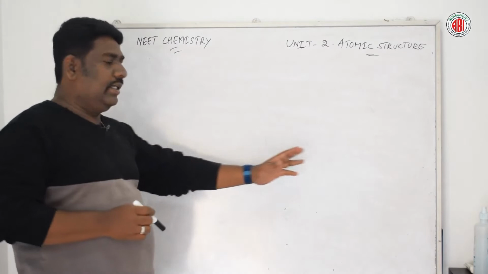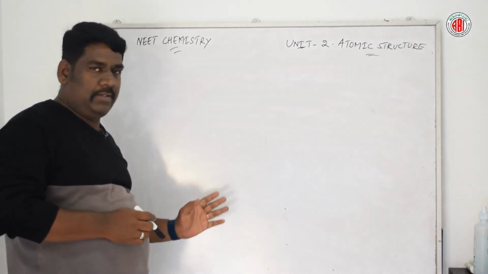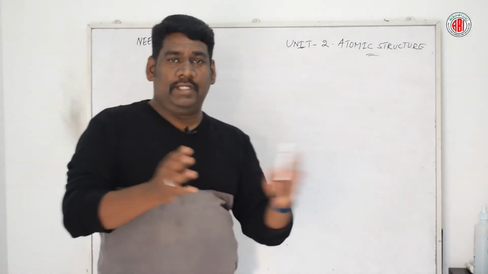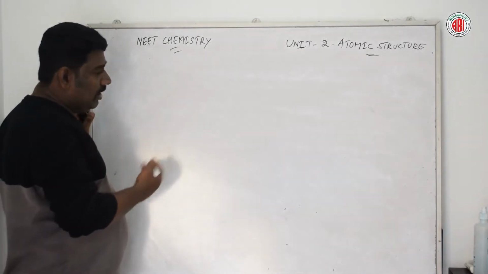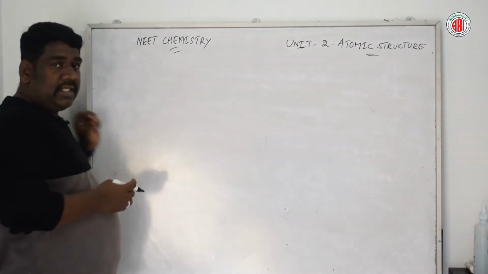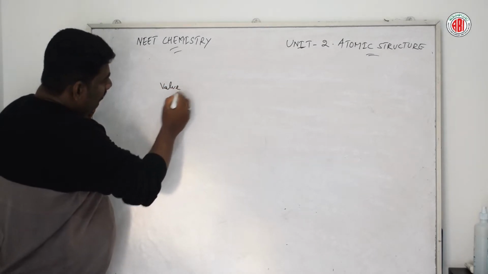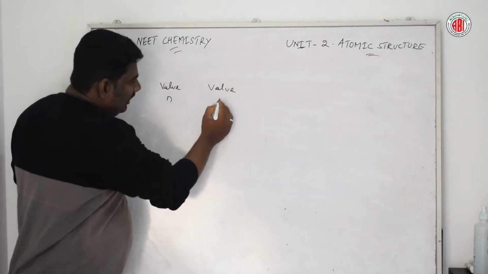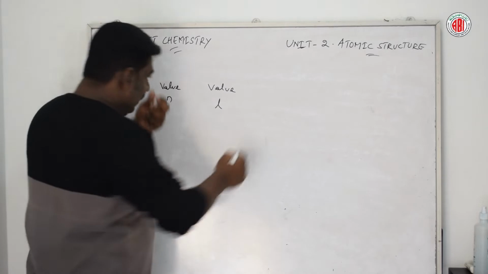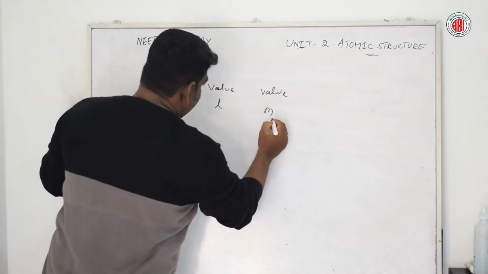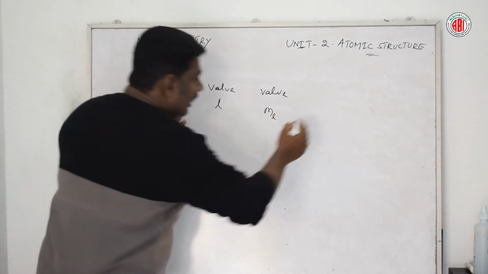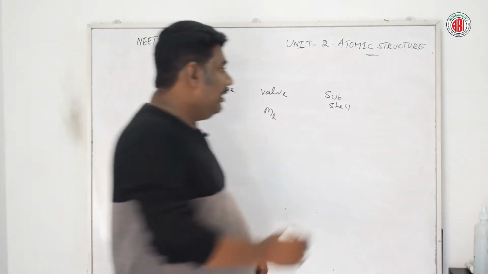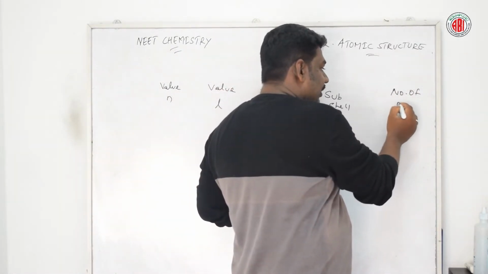Let us talk about the combination of these three quantum numbers: the principal quantum number, the azimuthal quantum number, and the third one, the magnetic quantum number. How far they are correlated with each other, how it could be expressed. So let us write the value for n, similarly the value for l, that is the azimuthal quantum number, and similarly the value for ml, that is the magnetic quantum number. Let us write the subshells, how many subshells are present or the designation of the subshell. Next, the number of orbitals.